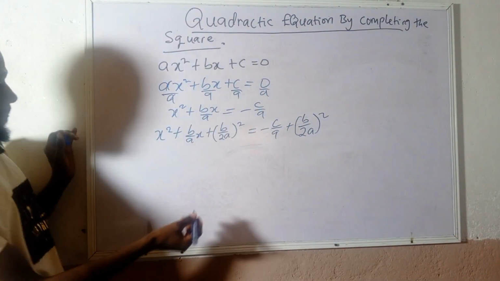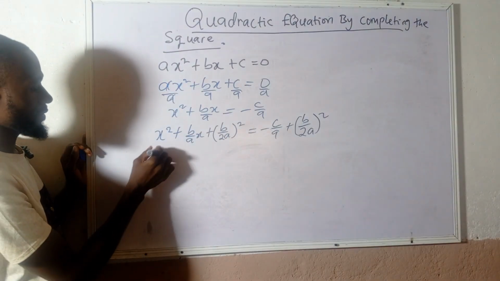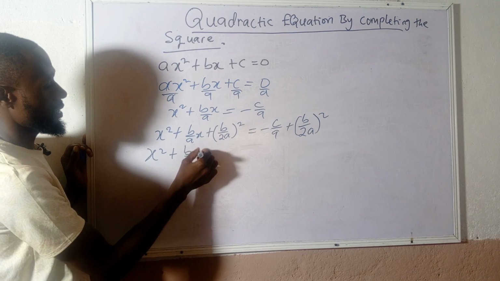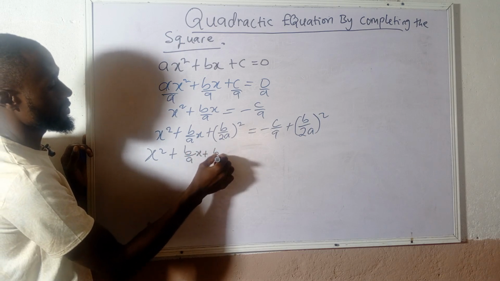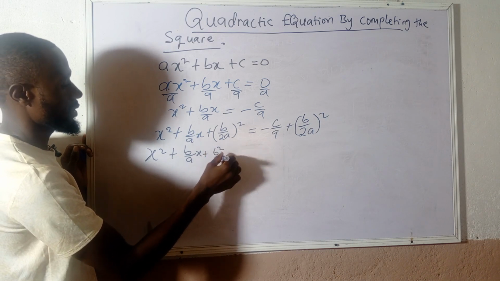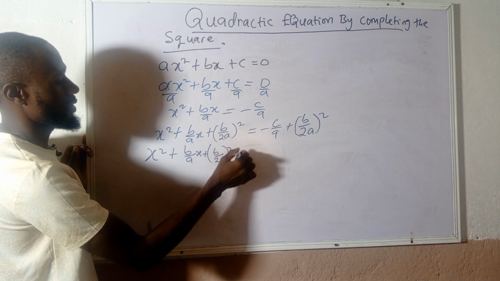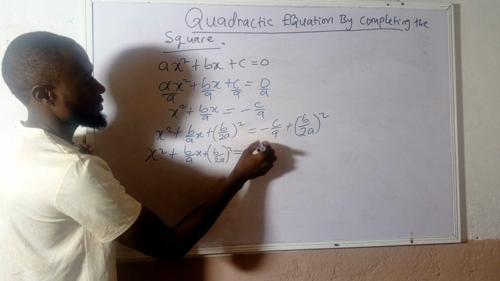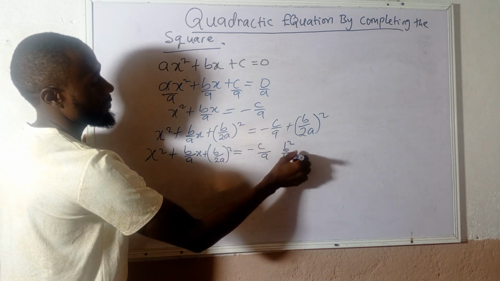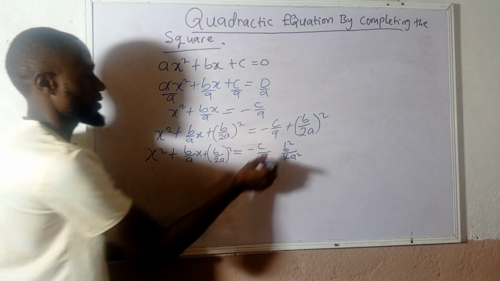Then the next thing to do, we are going to square that side. We have x squared plus b all over a x plus b all over 2a, squared. We can have them all in square. Then this is equal to minus c all over a plus b squared all over 4a squared. Then we are going to solve this one as the LCM.